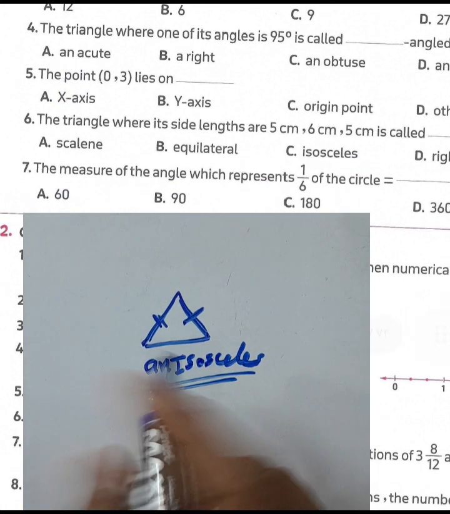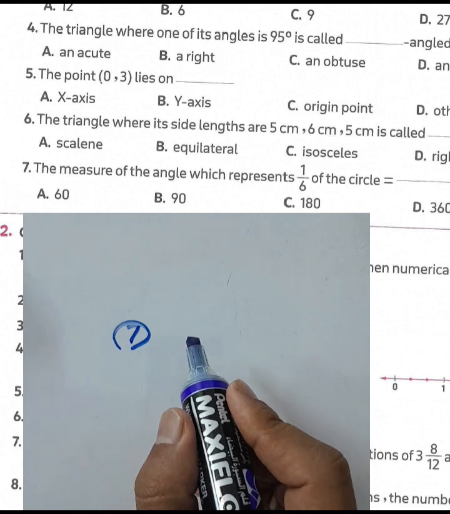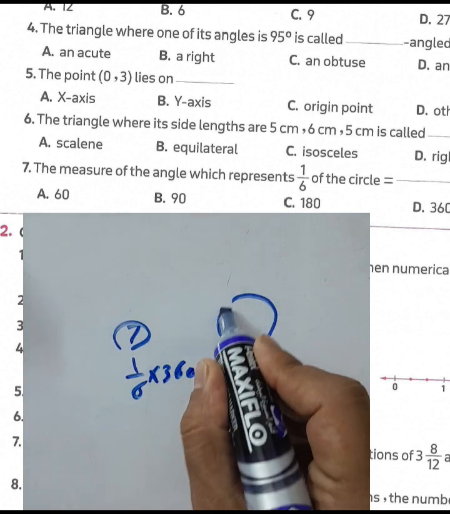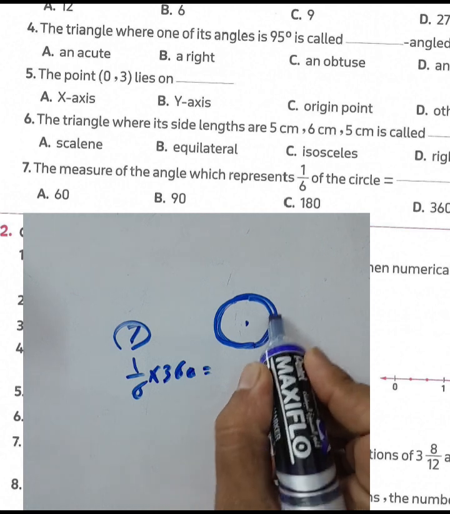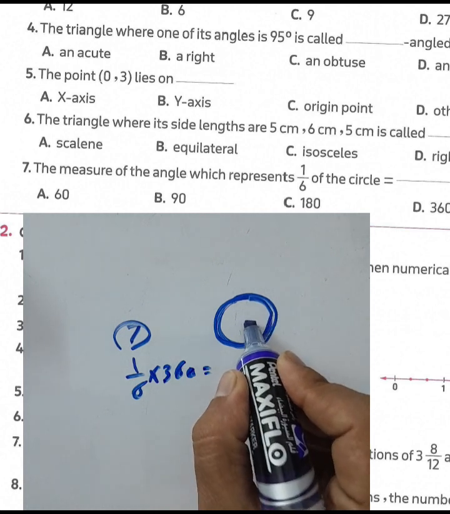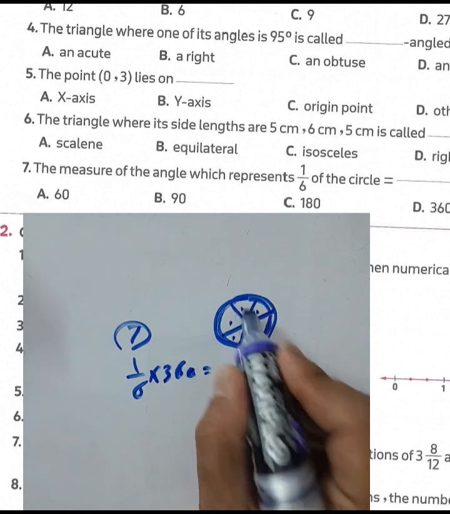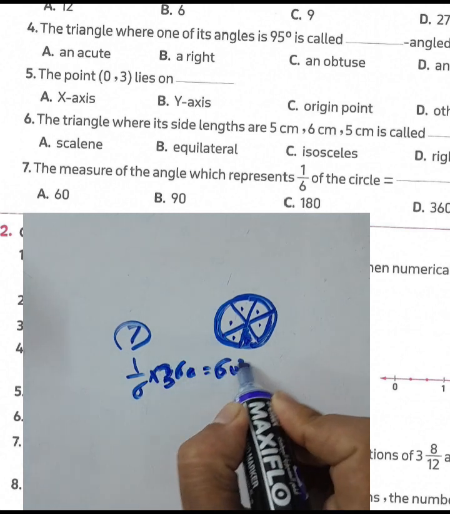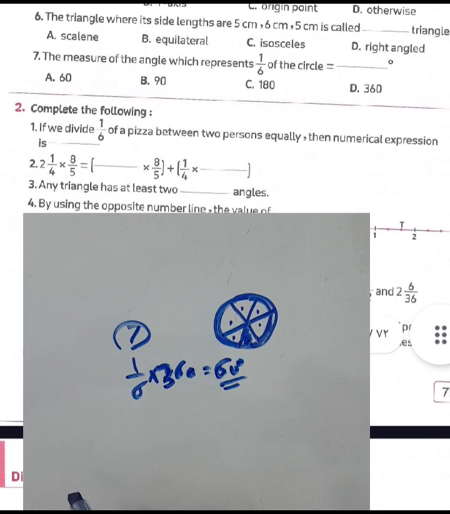Question number 7. The measure of the angle which represents one sixth of the circle, we can write 1 over 6 multiplied by 360. It's the measure of the angles which intersect at this point, the center of the circle. We have sixths: 1, 2, 3, 4, 5, 6. 1 of 6 parts of 360. The result will be 60 degrees. Okay, choose letter A.